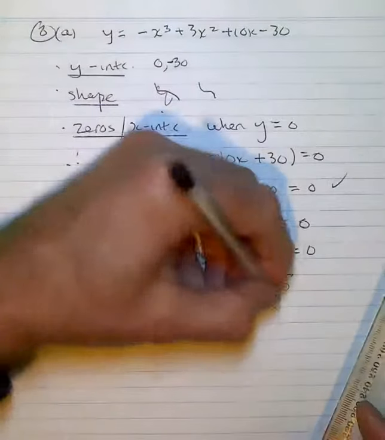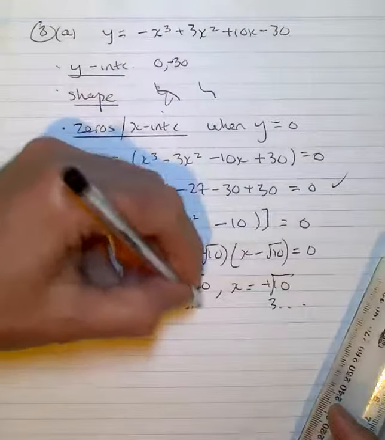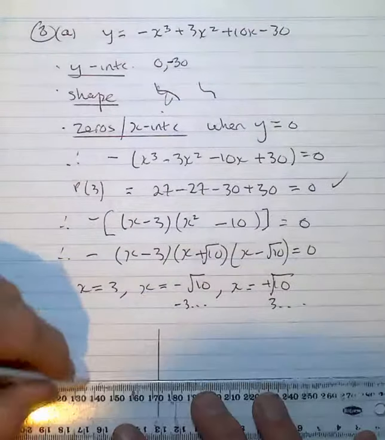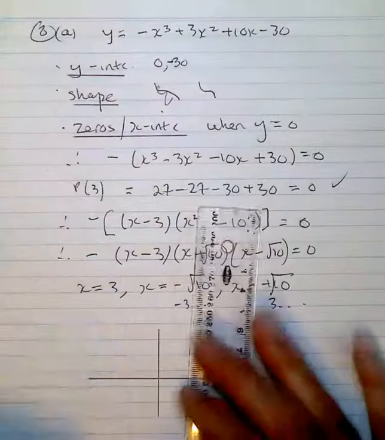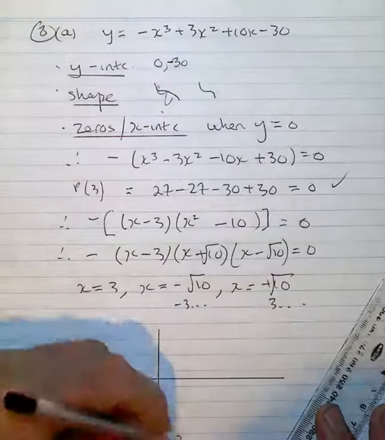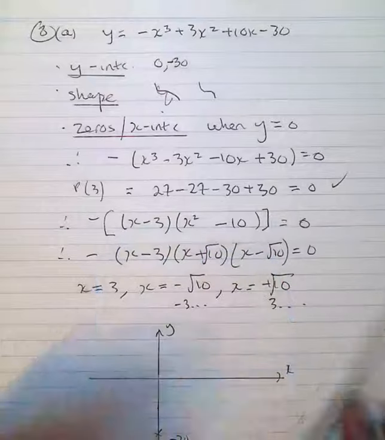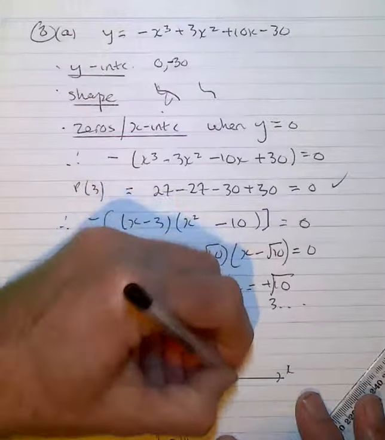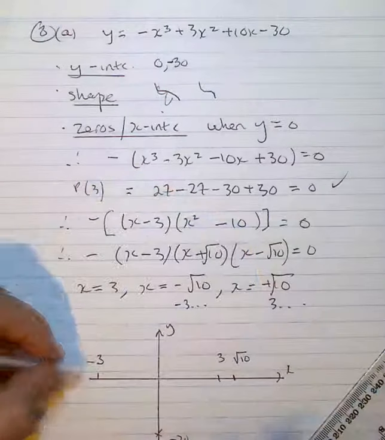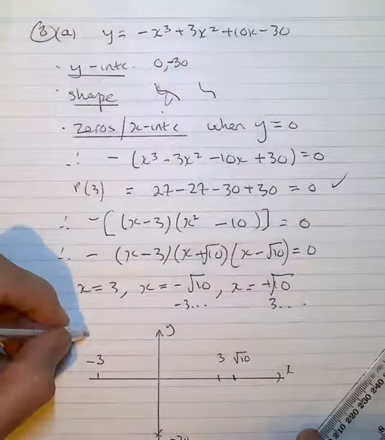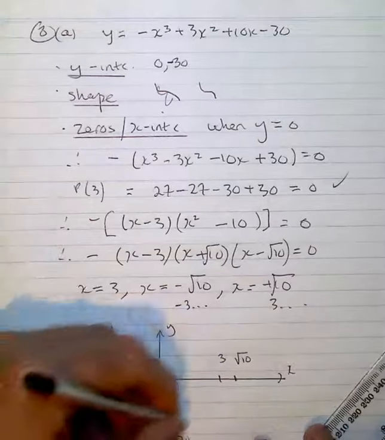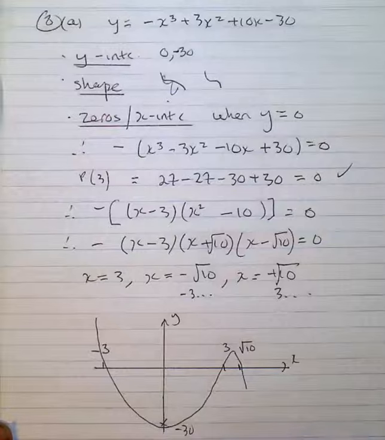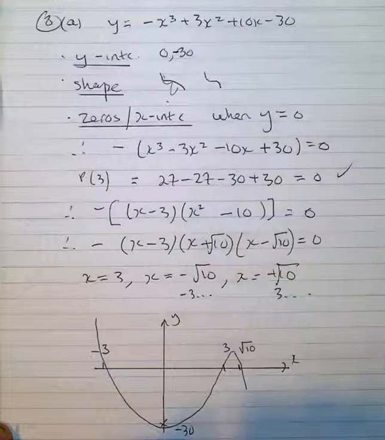Now, root 10 is 3 point something, negative root 10 is negative 3 point something. So I'll work on the basis of scaling up with some 3's. Negative 30. So I'll have a graph looking a little like so. A nice little one to practice and work with. You might like to check it on your graphics calculator.